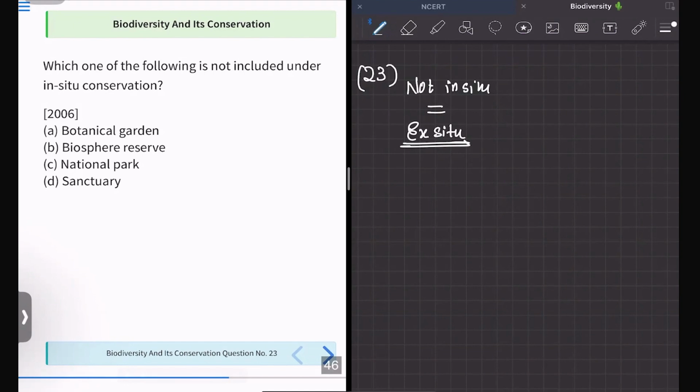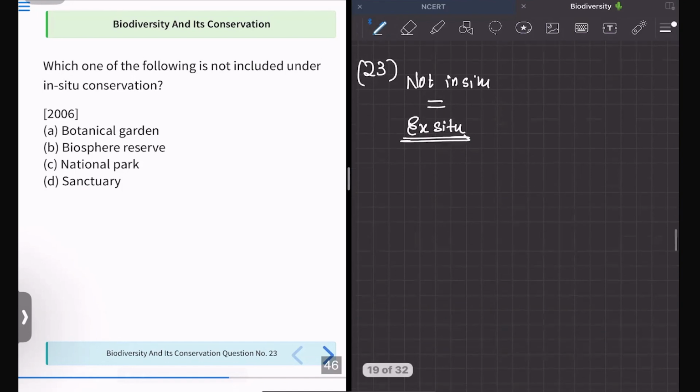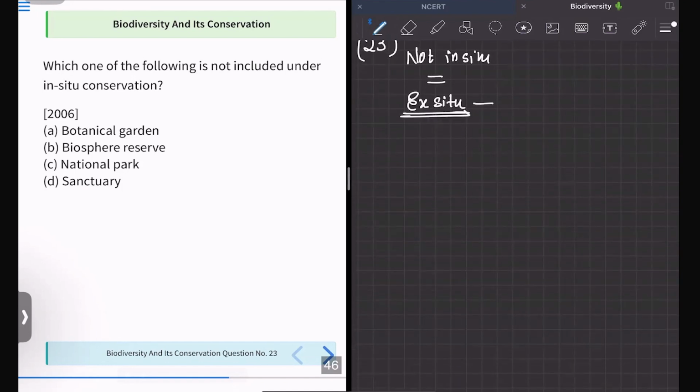So it is very important for you to understand what is in situ and what is ex situ, and what are the common examples that are being asked in situ and ex situ. So let us apply the concept which we have earlier studied in this question. Since they are asking us about ex situ, that means it has to be some man-made structure, and away from the natural habitat.